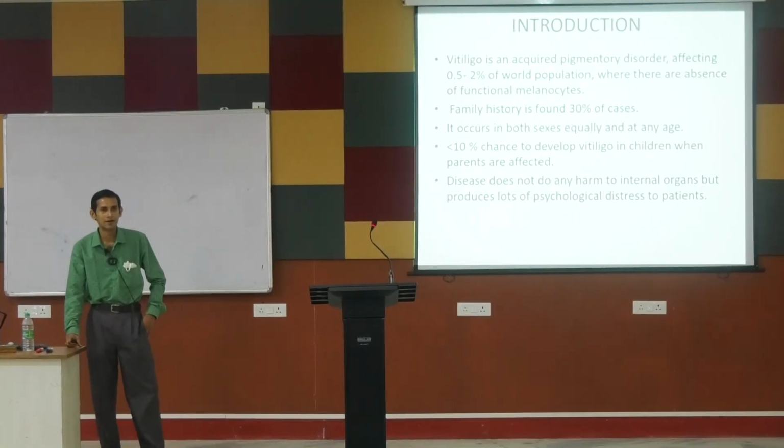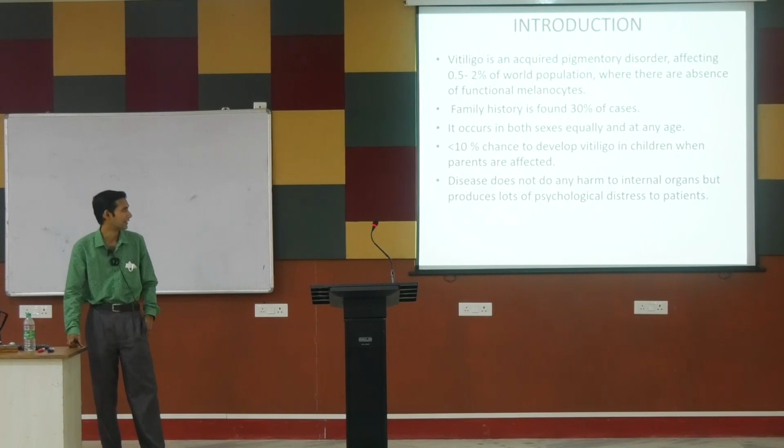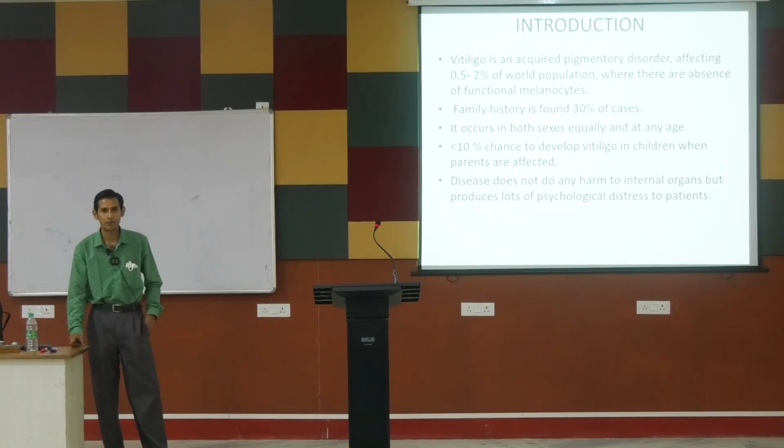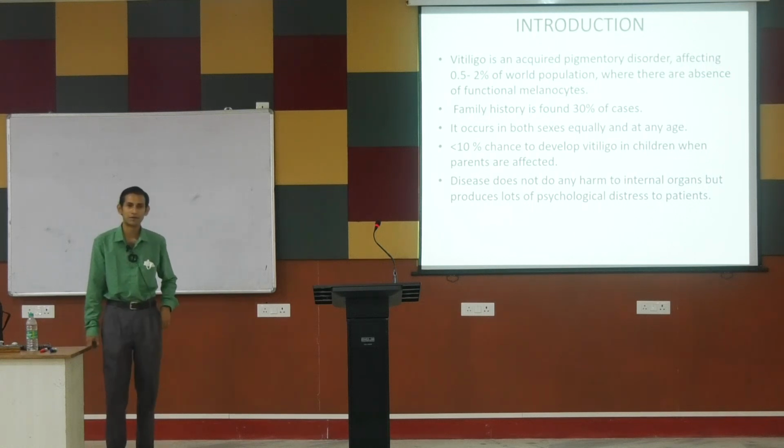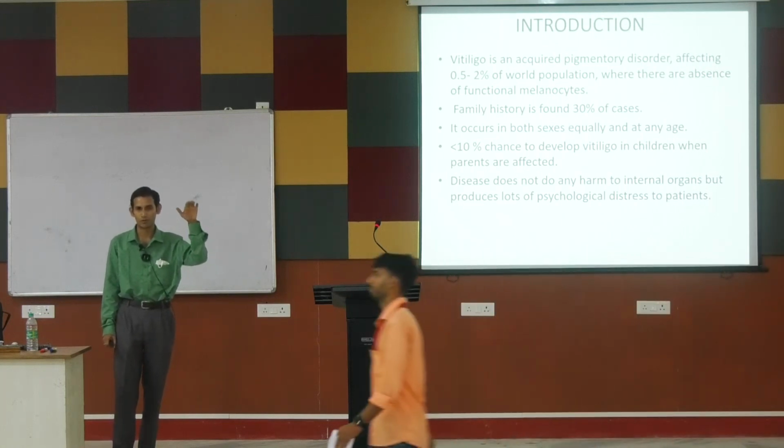Vitiligo is an acquired pigmentary disorder affecting 0.5 to 2% of the world population, where there is absence of functional melanocytes. So now, where are the melanocytes present? Melanocytes are present in the basal layer of the epidermis. You know the layers of the epidermis. The epidermis has 4 layers from top to bottom.